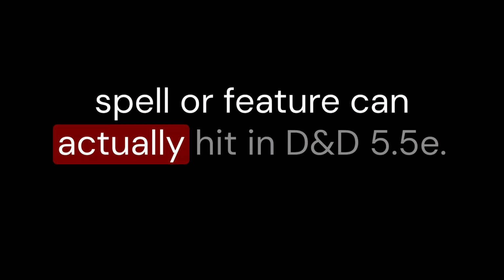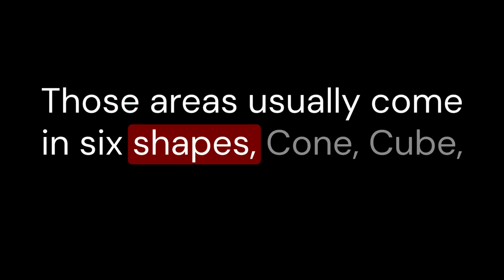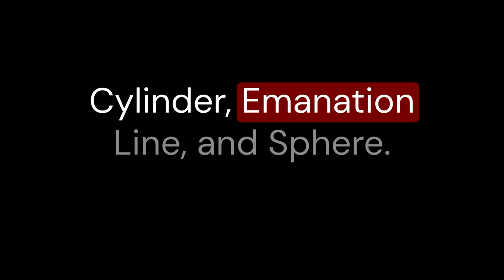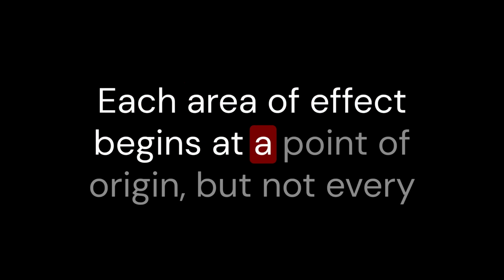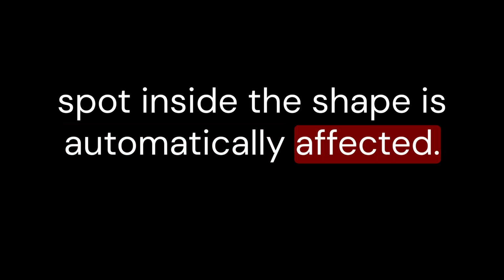Area of effect. Area of effect tells you exactly where a spell or feature can actually hit in D&D 5.5e. Many spells and features create an area of effect. Those areas usually come in 6 shapes: cone, cube, cylinder, emanation, line, and sphere. Each area of effect begins at a point of origin, but not every spot inside the shape is automatically affected.